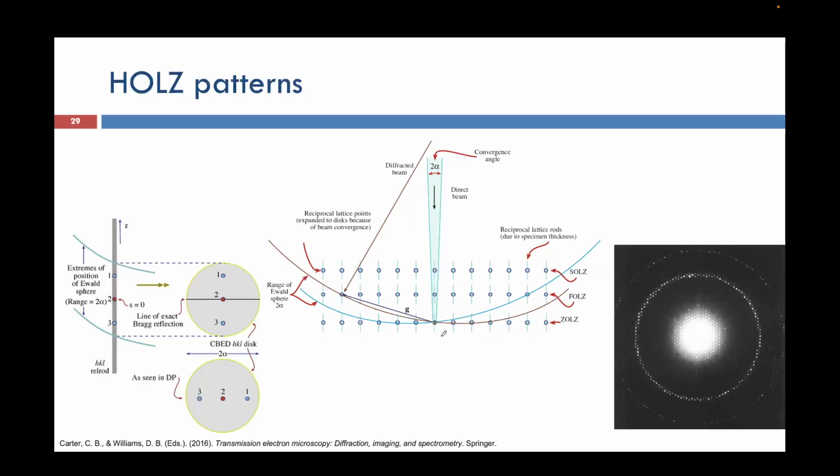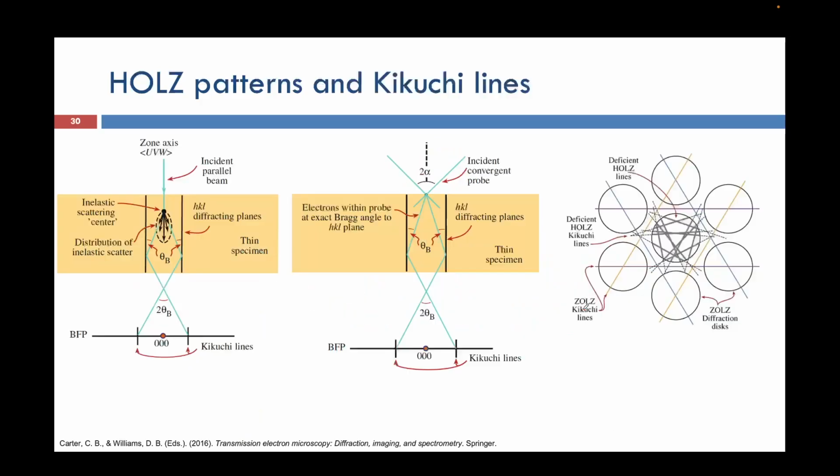Once you rotate the crystal, you can see the zero order Laue zone, the first order Laue zone, and the second order Laue zone. These are the orders of the Laue zones. The diffraction spots are also related to S. S is nothing but the deviation parameter.